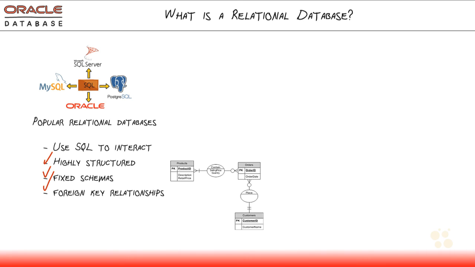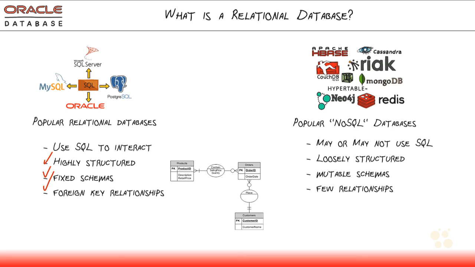And this is used in comparison with a brand of popular databases that are today called NoSQL databases. There are a lot of NoSQL database options out there, things like Mongo and Cassandra. They're very, very popular. NoSQL databases may or may not use SQL. Contrary to the name, NoSQL actually stands for not only SQL. So they may use SQL, they may not. They're very loosely structured. They have mutable schemas, so you can change and update the schema as you go. And there's often very few relationships between the data.